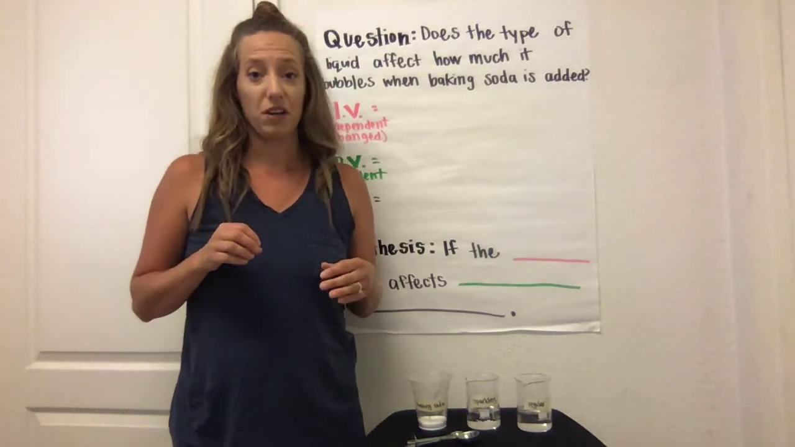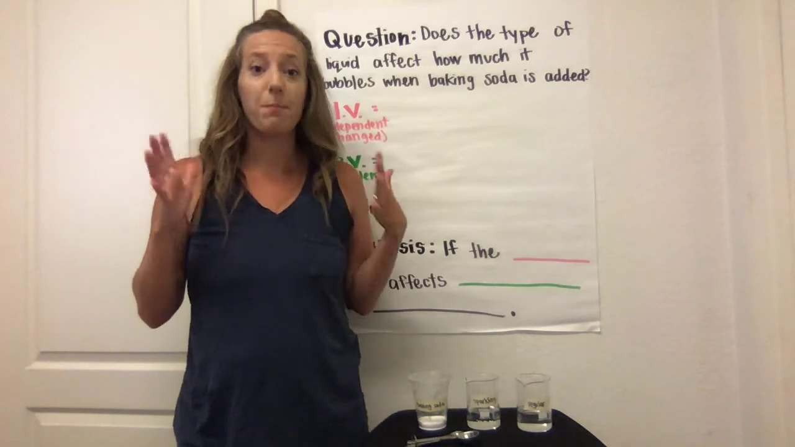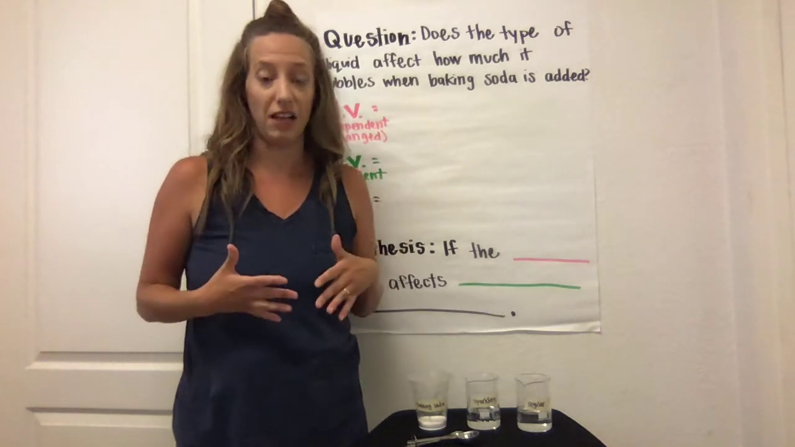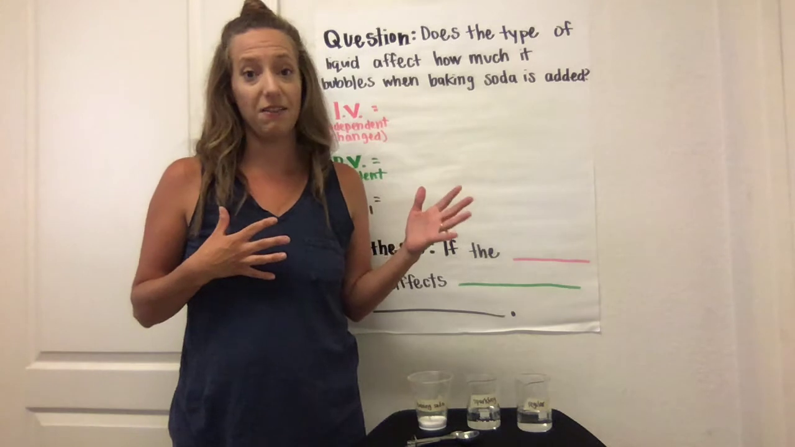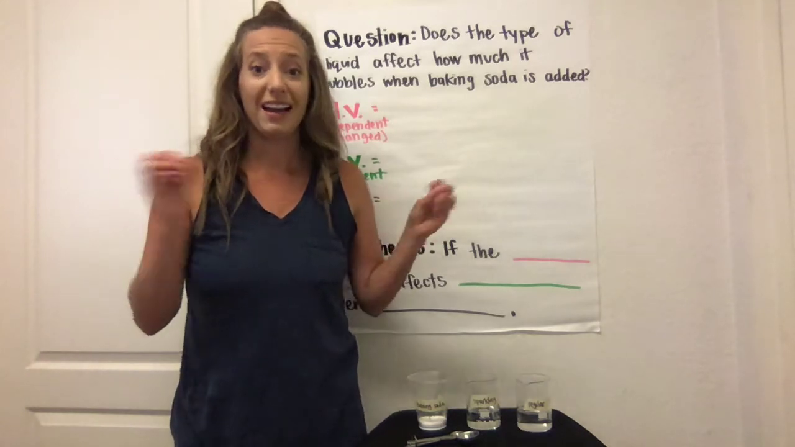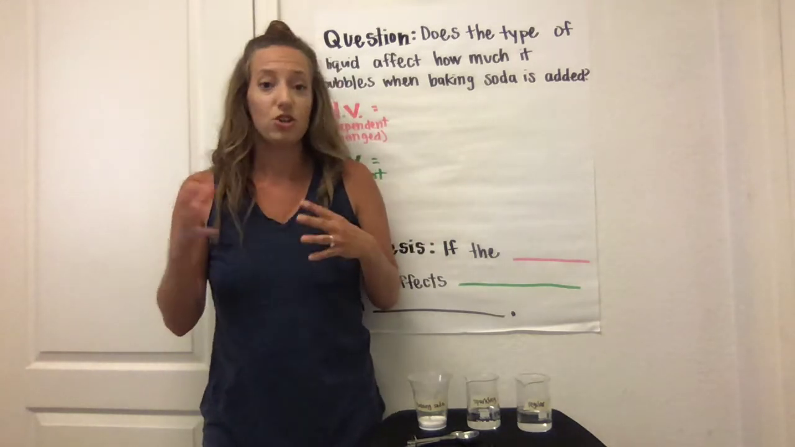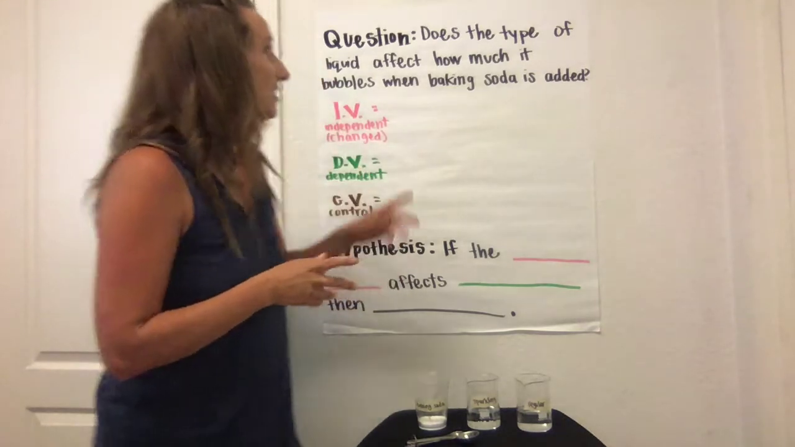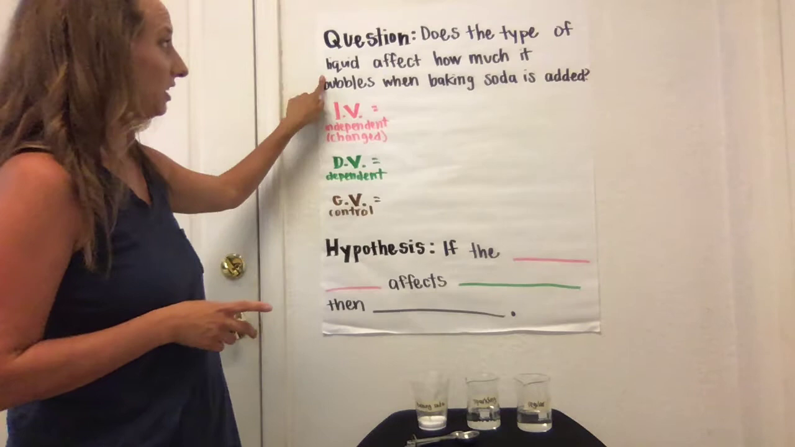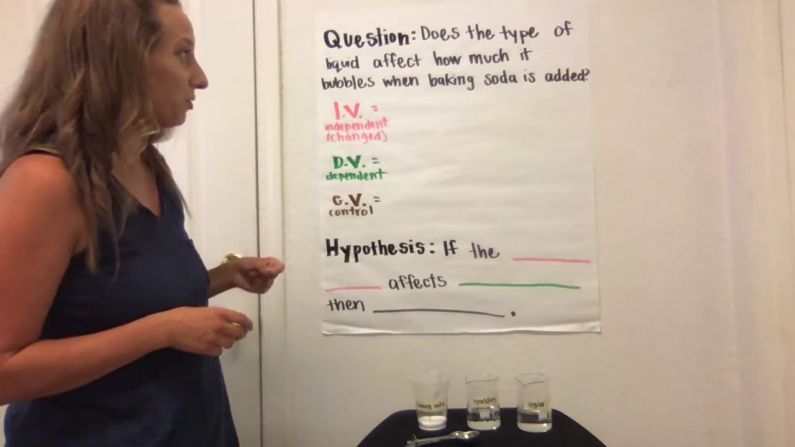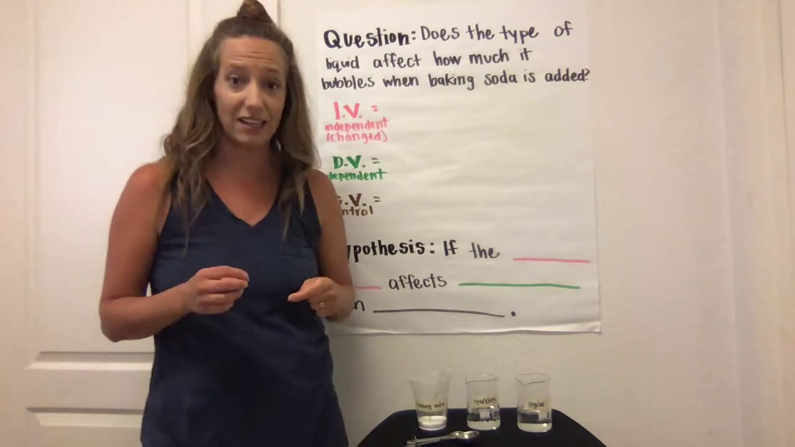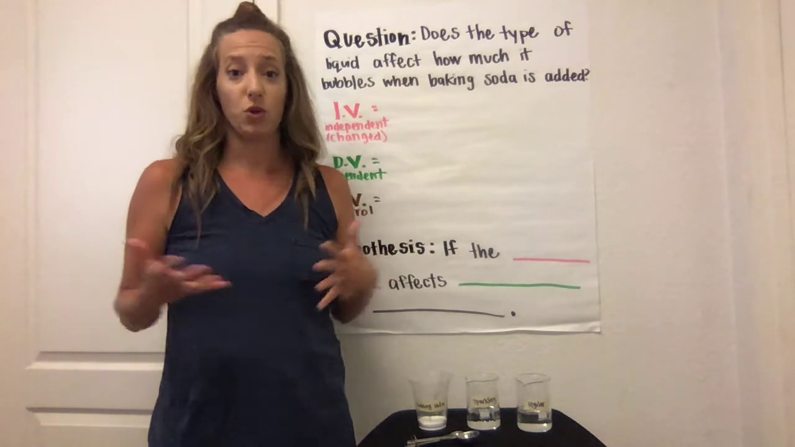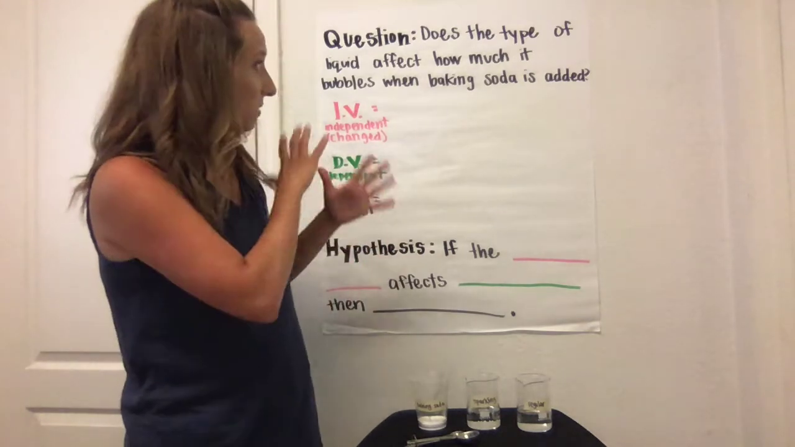Today we're going to be going over some of the basics when you first start a lab and really trying to identify some of these variables and apply it to a situation. So our experiment today, or our situation today, is: does the type of liquid affect how much it bubbles when baking soda is added? Every experiment starts with a question. So that is our main thing.